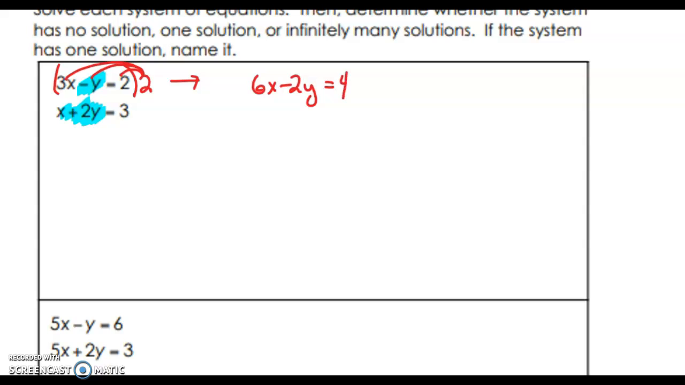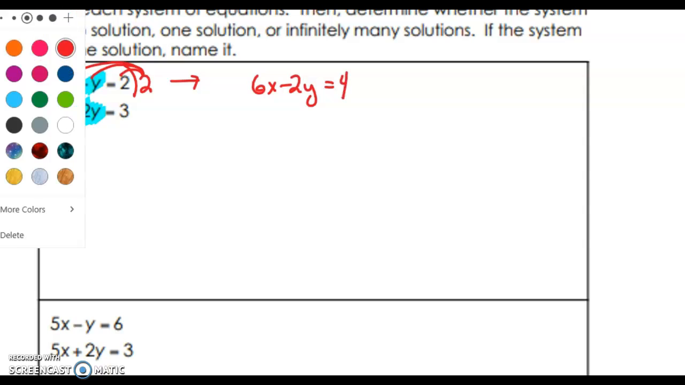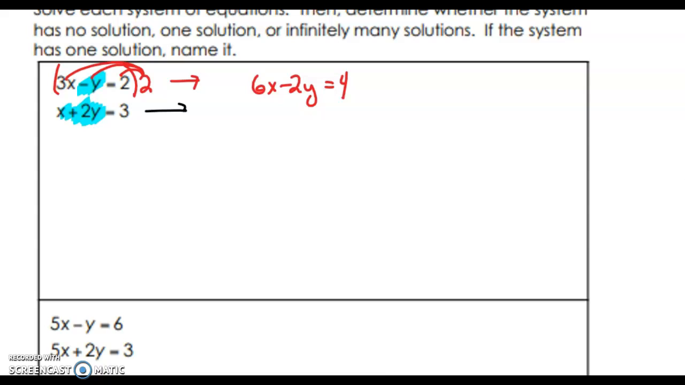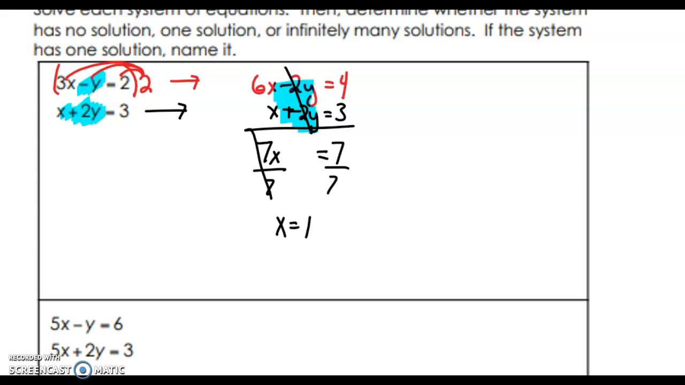equals 4. Now, if you rewrite the bottom equation, I'm not going to change it. I'm just going to literally rewrite it. I have x plus 2y equals 3. So you see right now, what's good about this is your y's are going to eliminate because one's positive and one's negative, and they're both 2. So 6x plus x is 7x. Negative 2y plus 2y is 0. 4 plus 3 is 7. Divide by 7, and you get 1.